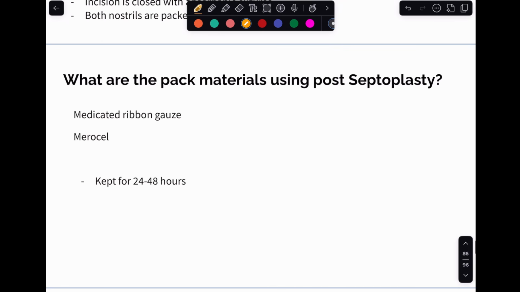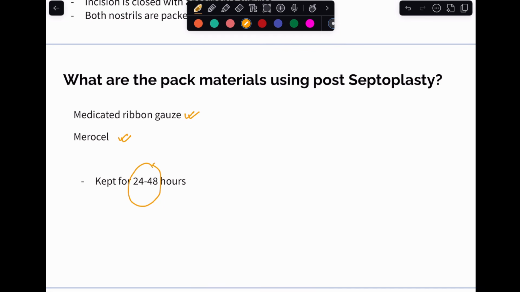Next is, what are the packing materials that you usually use in septoplasty? So earlier we would use medicated ribbon gauze, and it's still used in a lot of places. And the newer addition that is now more common is we use a Merocel. And this pack is usually kept for 24 to 48 hours, after which it is removed.